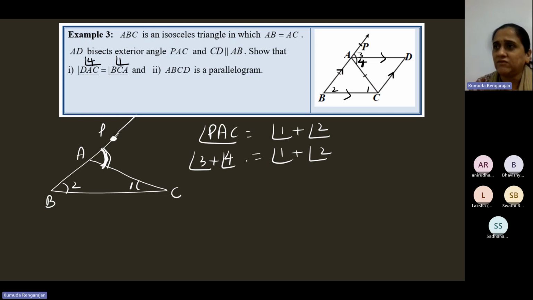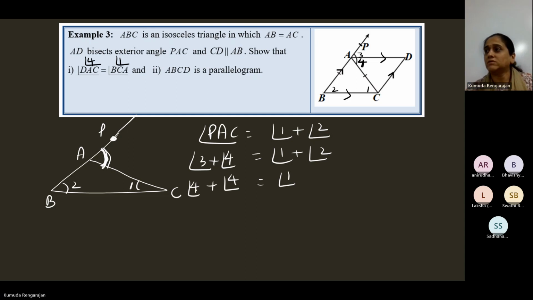But we know that 3 is equal to 4, right? See, we have to prove that angle 4 is equal to angle 1. So you want this angle 4 equal to this angle 1. You don't want 3 and 2. You want this result, 4 is equal to 1. Because angle 4 is equal to angle 1 is what we have to prove. You don't want 3 and 2. So angle 3 is nothing but angle 4.